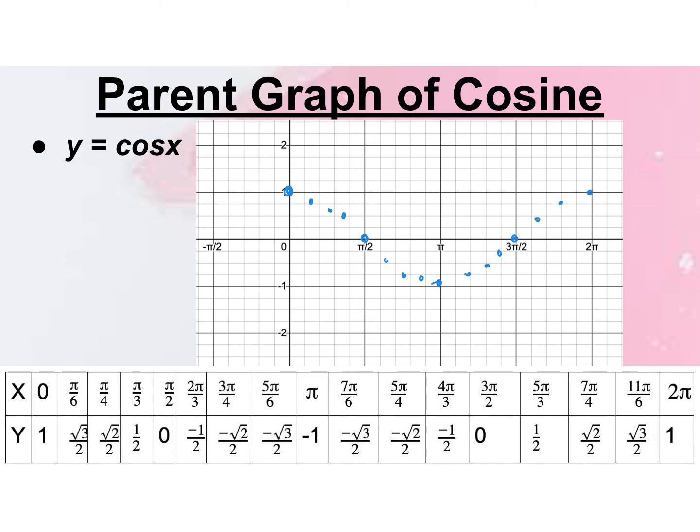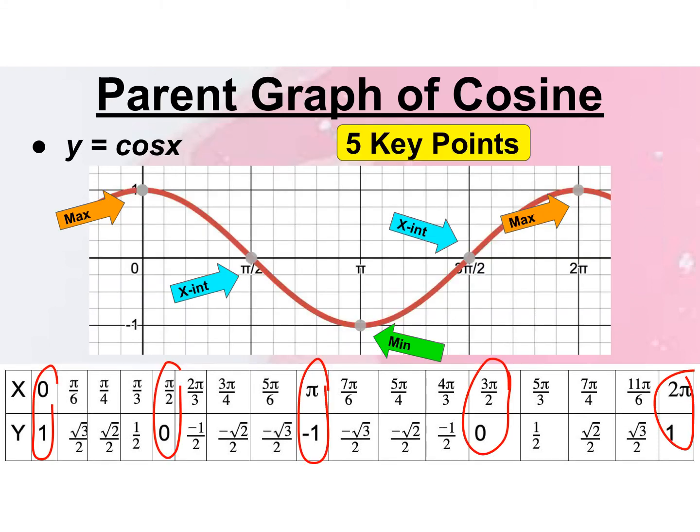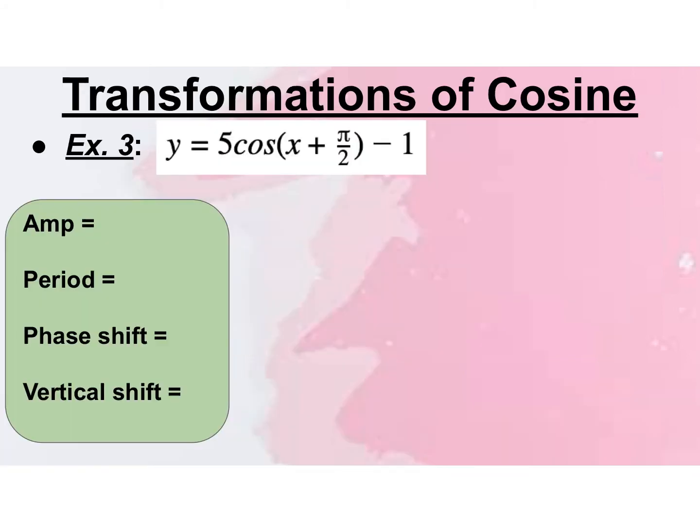And again, turns of a circle. So there's a quarter, a quarter, a quarter, and a quarter for our cosine graph. You don't need to graph all 16 again. You can do your 5 key points with your x-intercepts and your maxes and mins.